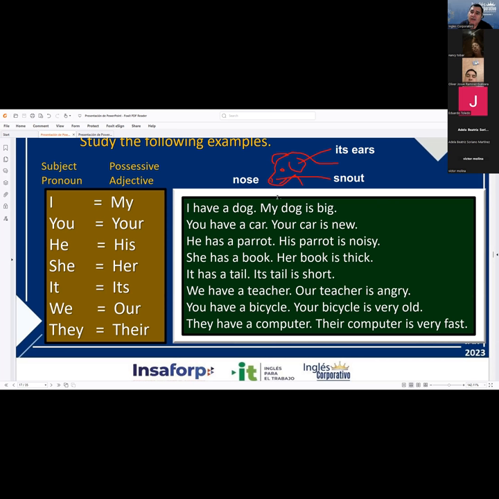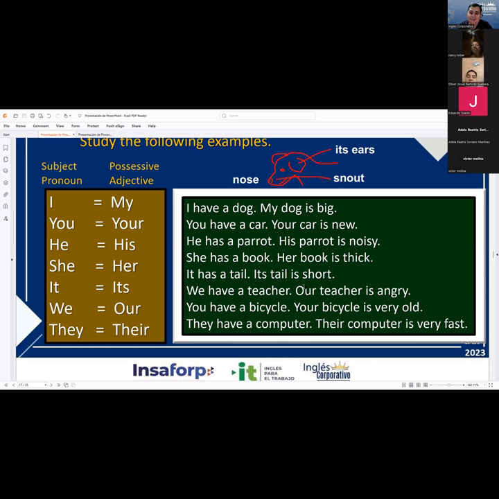I have a dog. My dog is big. It's big. You have a car. Your car is new. He has a parrot. His parrot is noisy. Noisy. Bullicioso. It's noisy. She has a book. Her book is sick. Her book is sick.